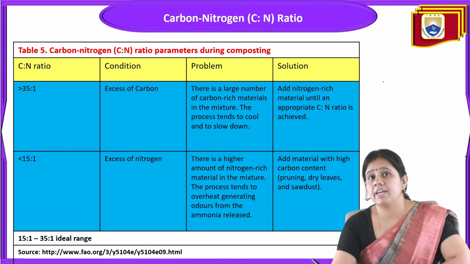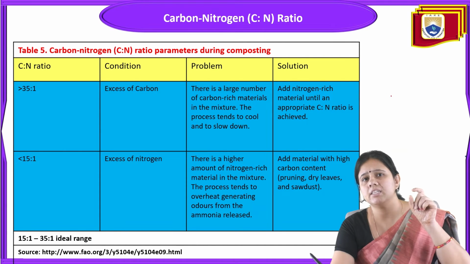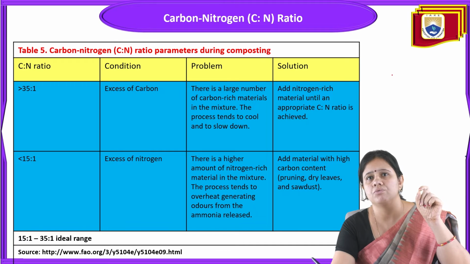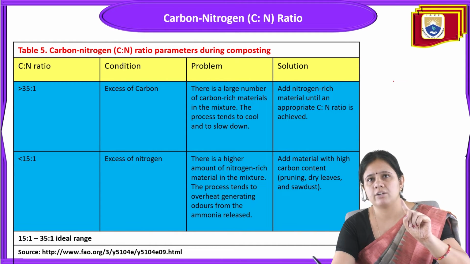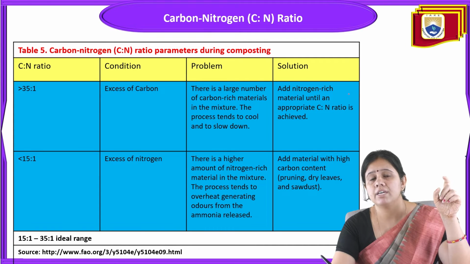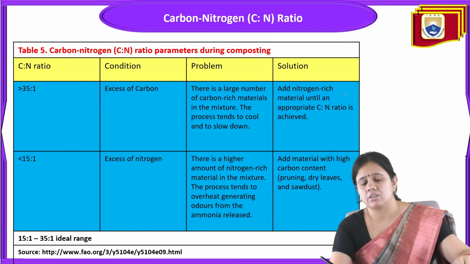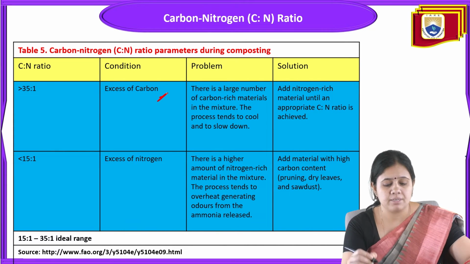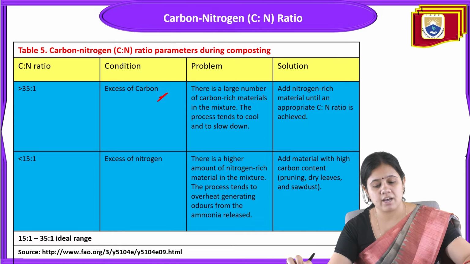CN ratio is a very important parameter. What is the ideal range of the CN ratio? It is 35 to 1, 35 carbon to 1 nitrogen. If it is more than 35 to 1, then there is an excess of carbon. There is a large amount of carbon-rich material in the mixture, and the process tends to cool or slow down.